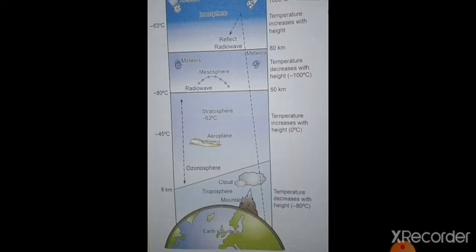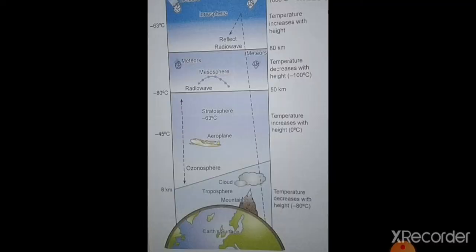Mesosphere is very important for us because meteors, the small rocky celestial bodies, come into the Earth's atmosphere and, due to the frictional heat, they burn up and do not reach the Earth's surface. So, life on the Earth will be protected. Mesopause is the boundary between the mesosphere and the next layer.